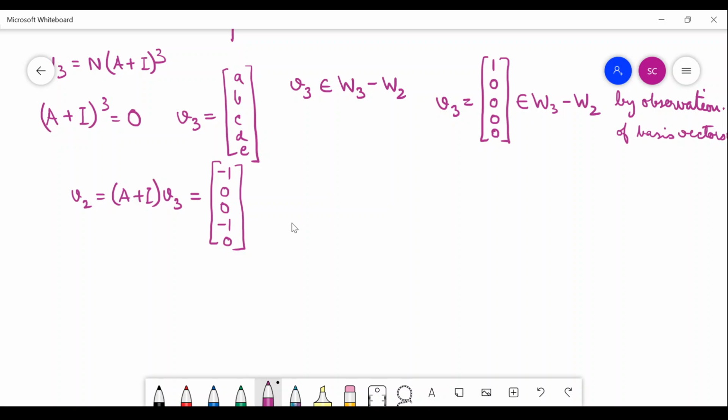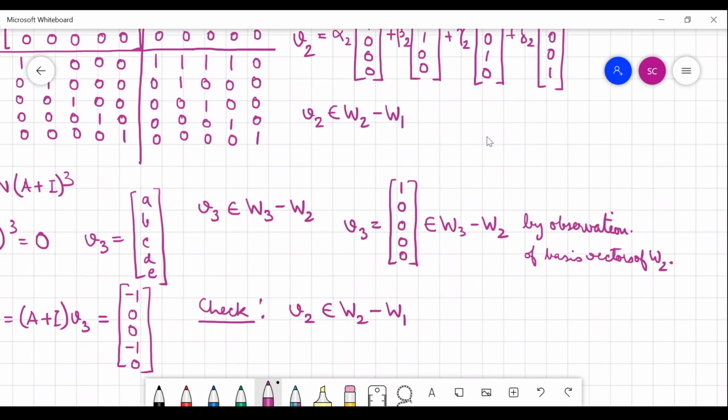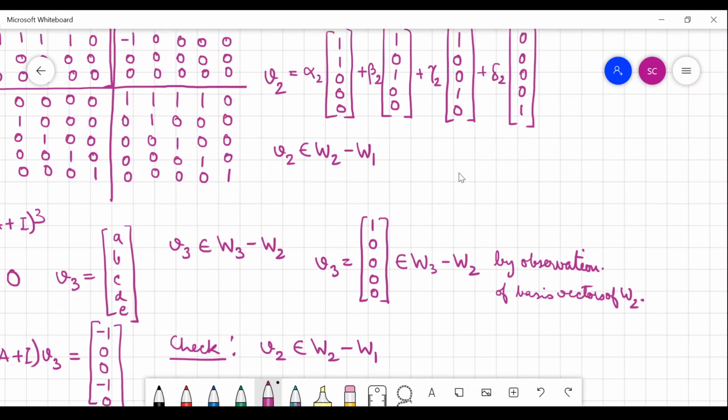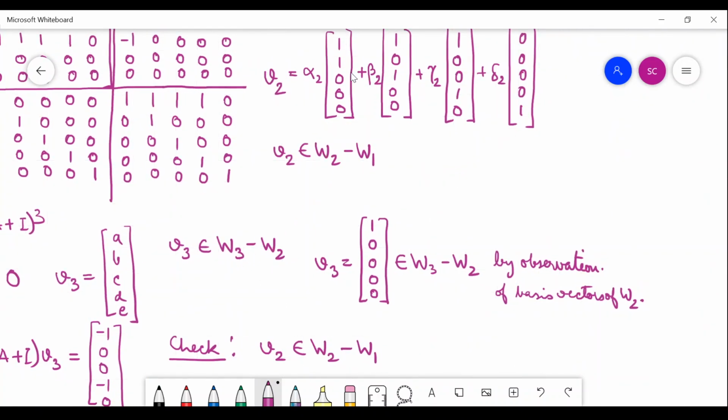This is V2. And now there is also a check. You would be happy to check that your V2 that you have found is in W2 but not in W1. This check you have to do once, for your own verification. Just check that your V2, which is -1 0 0 -1 0, is in your W2. Basically this is this vector, this is this vector.